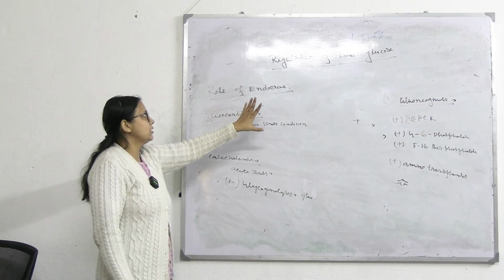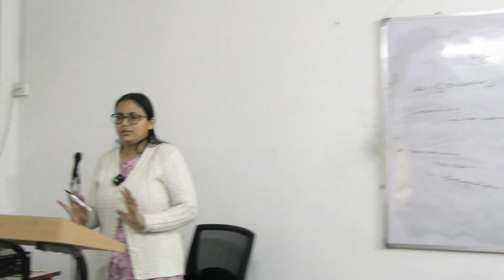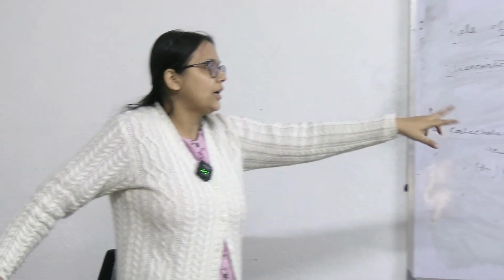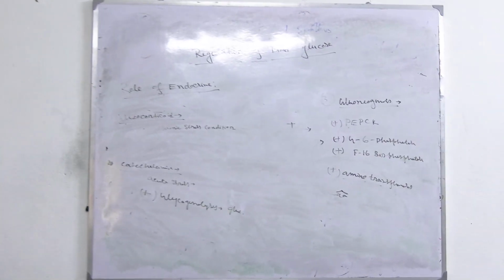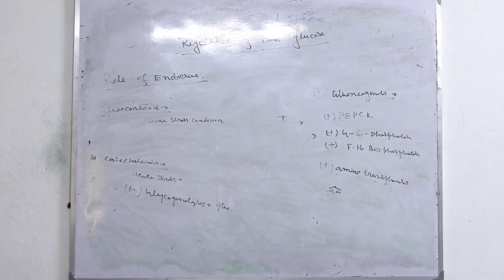If a long question comes on regulation of blood glucose, then you have to write all the things in detail, but it may come as a short note. Then you will just put the heading and write all the things in brief. Detailing of enzymes is not needed in that case, but if a long question comes, then you have to write which enzyme is activated and which is inhibited. And if role of endocrine comes as a separate question, then you have to write the names of all these 4 hormones.